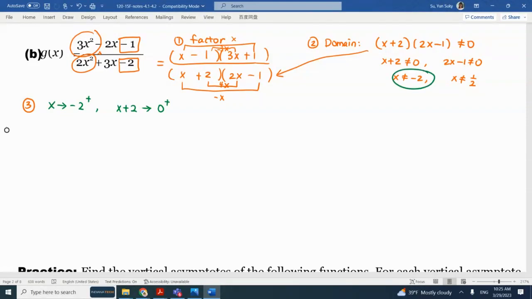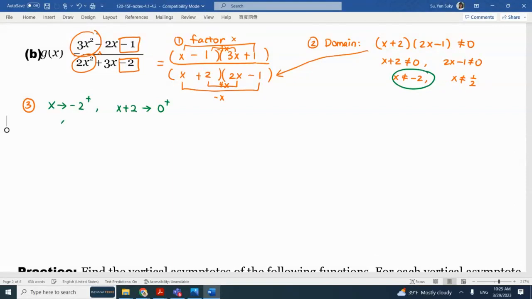So we look at the first number, negative 2, right? And then you want to see what happens when x approaches negative 2 from the right. And you also want to see what happens when x goes to negative 2 from the left. So let's look at the right first. We will do from the right and from the left, and then this number from the right and from the left. We'll do 4 of them.